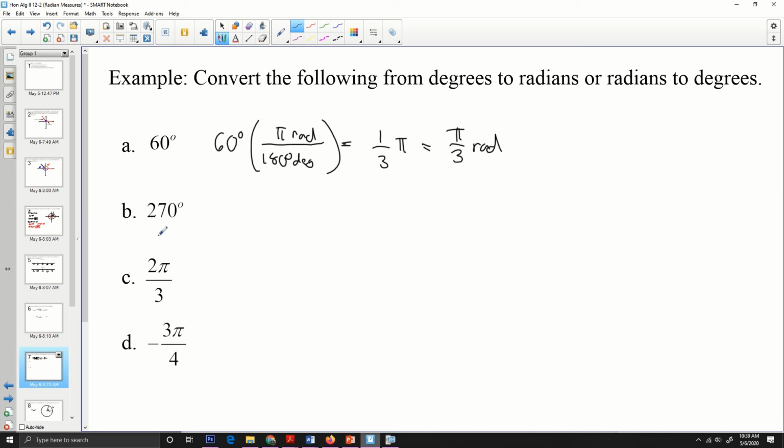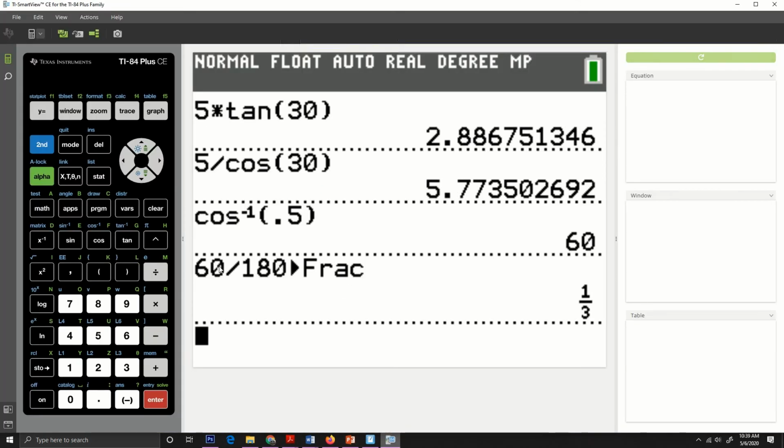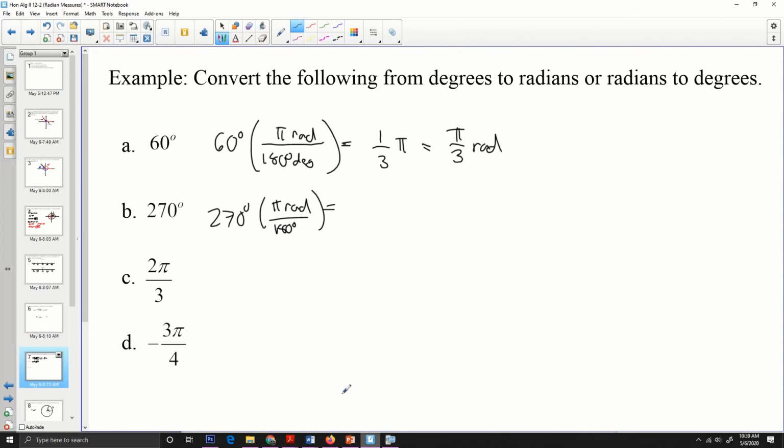We can do the same thing with this one. We'll go 270 times pi radians over 180 degrees. And so if I go 270 divided by 180, hit math, I hit the fraction, I get 3 over 2, and I still have the pi, so it's 3 pi over 2 radians.